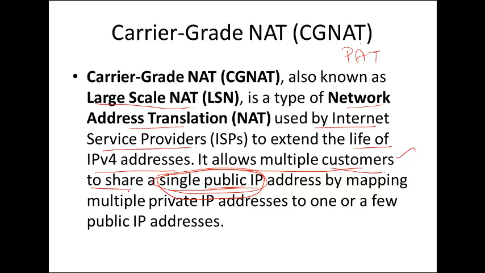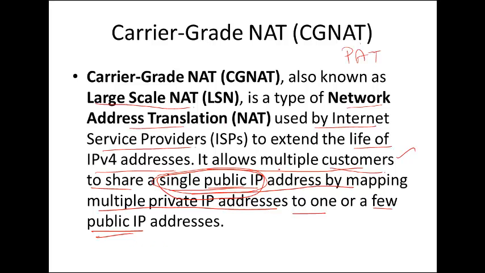It allows multiple customers to share a single public IP address by mapping multiple private IP addresses to one address. Or you may have a few public IP addresses. In case I have 2 million customers, I don't have 2 million port numbers, so I need some pool of public IP addresses. That's what we do in dynamic NAT overloading, which is also called PATting. So the NATing configuration is the same, but the difference is this NAT we do not only on the edge of the customer, but on the service provider side.